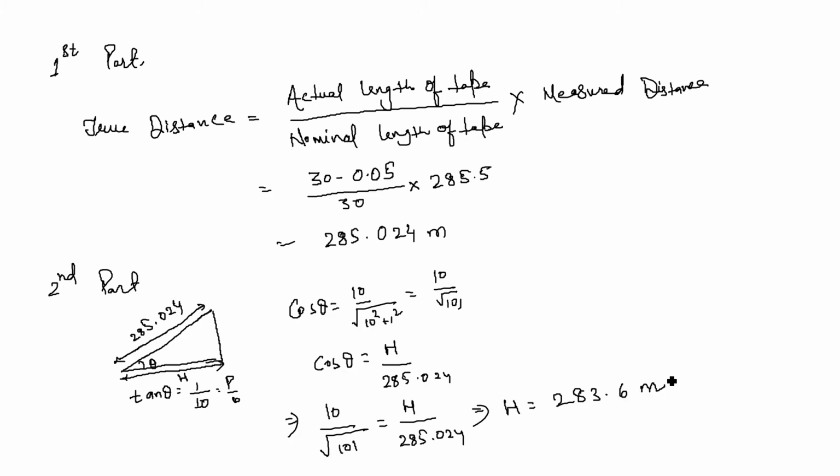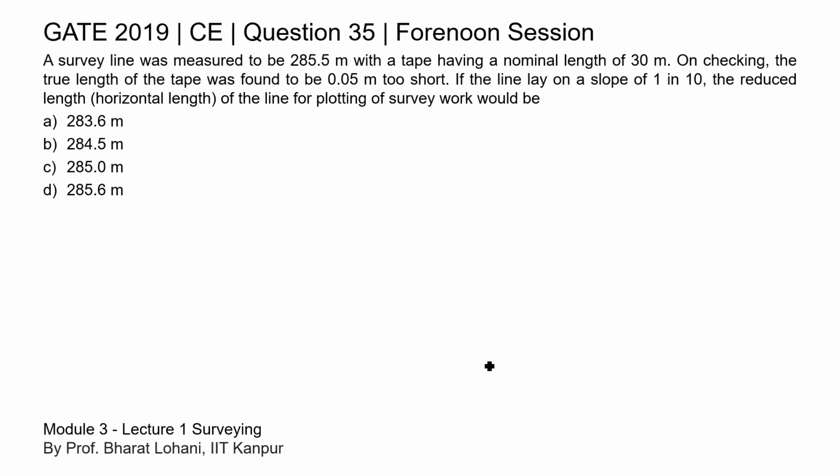Now when we solve this equation, we will get h as 283.6 meter. So here we got the horizontal distance or reduced length is 283.6 meter. So in option you can see 283.6 meter is in option A. So option A is the correct option for this question.